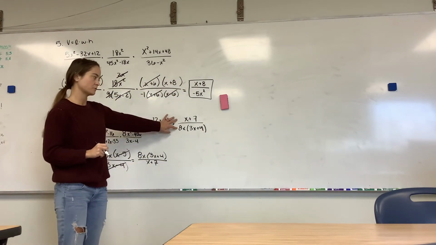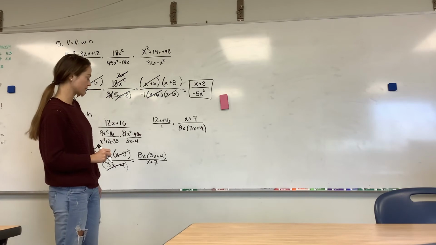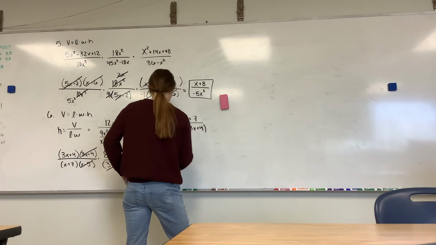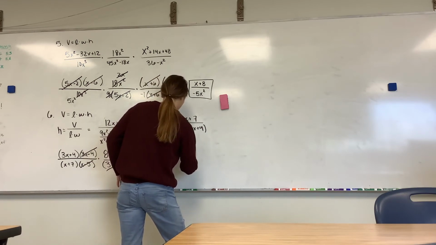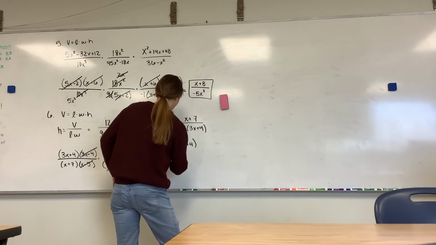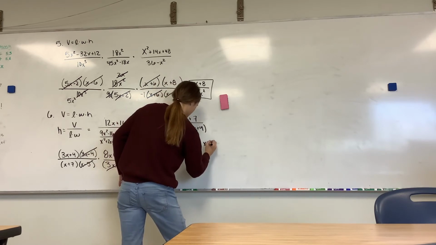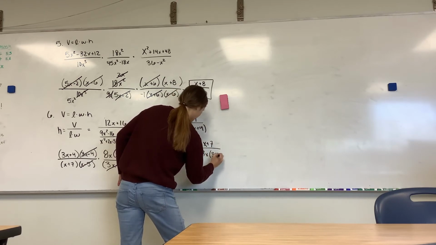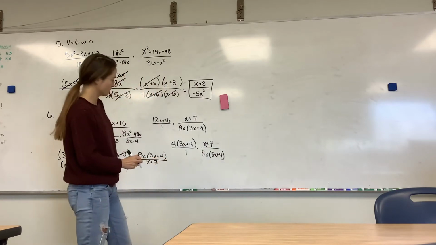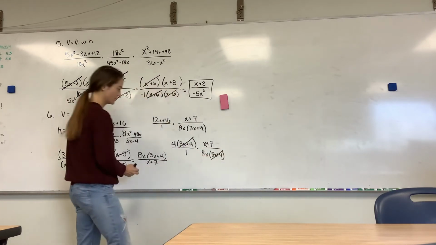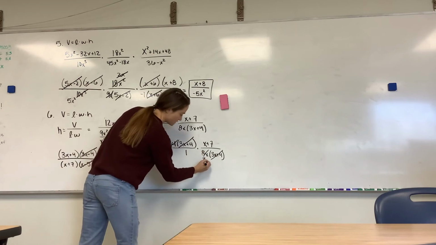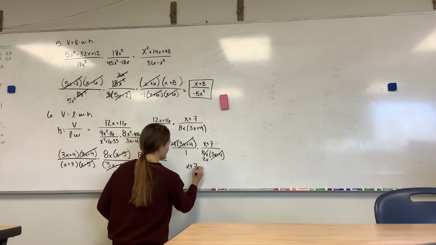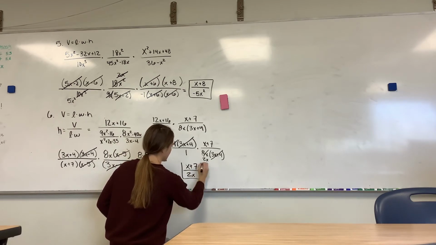This is already reduced as much as possible, so I just have to reduce this 12x plus 16, and I can pull out a 4. If I pull out the 4, I get 3x plus 4 all over 1 times x plus 7 all over 8x times 3x plus 4. These cancel out. This 4 cancels out, and this becomes a 2x. So my answer becomes x plus 7 all over 2x.